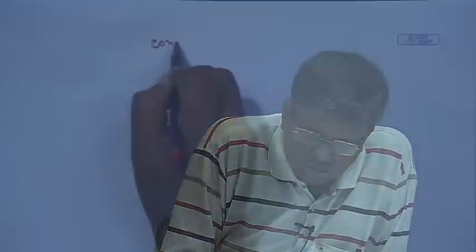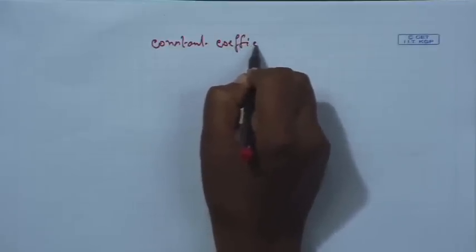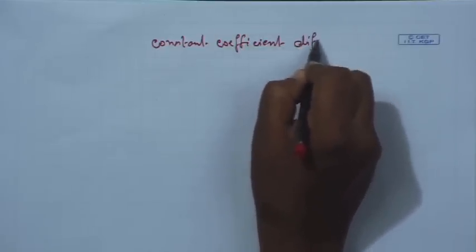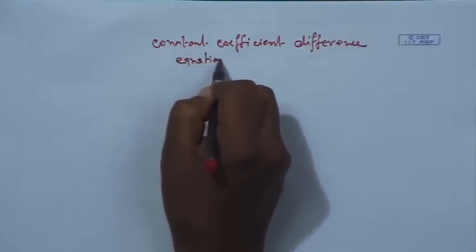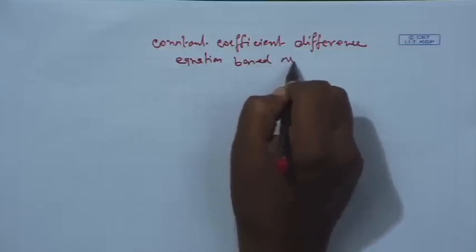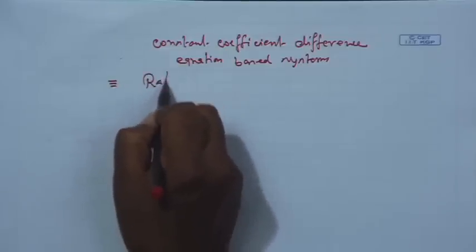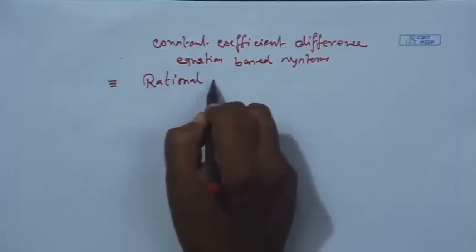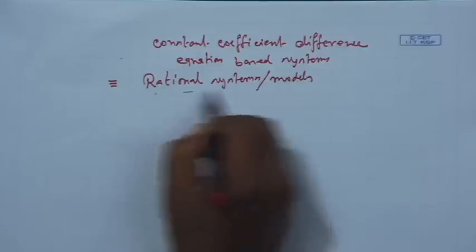Okay. So, today we begin a new topic. It is one special kind of systems called constant coefficient difference equation based systems. In short, equivalently we also call it rational systems or even models. I prefer this description.